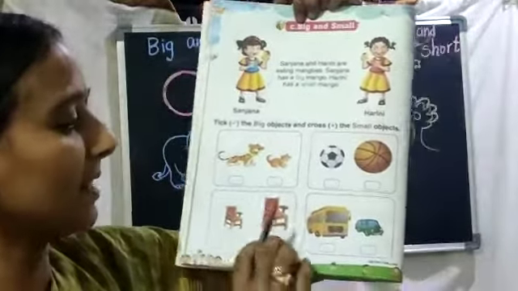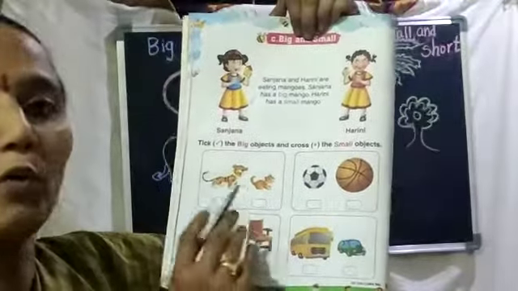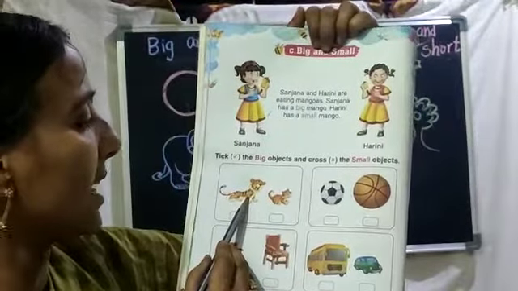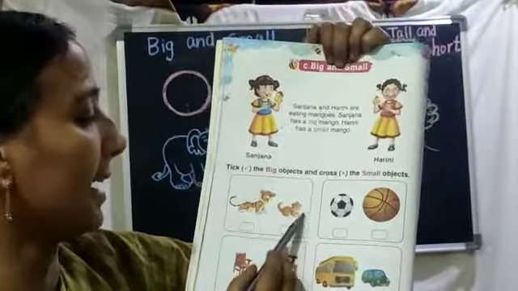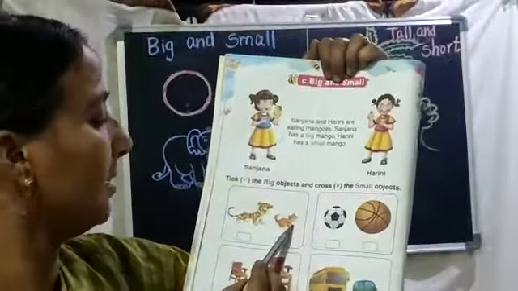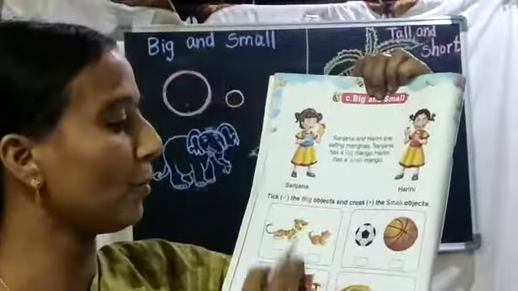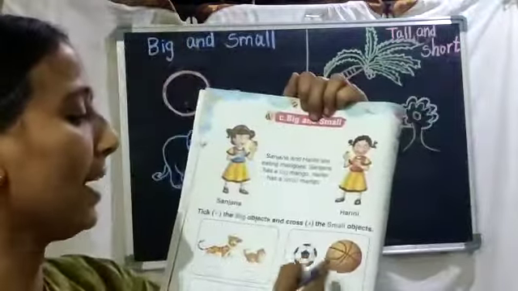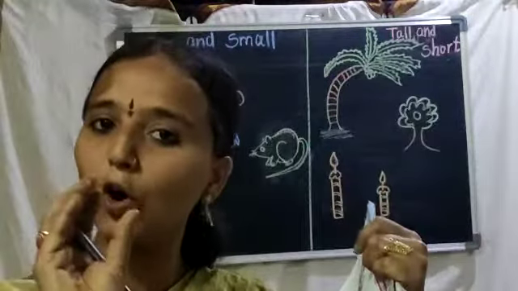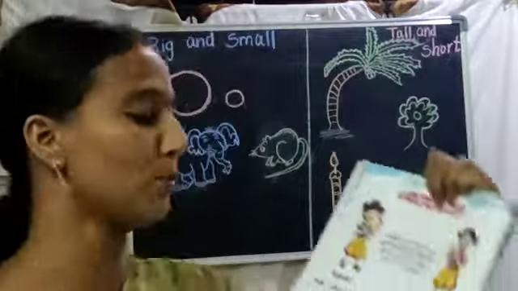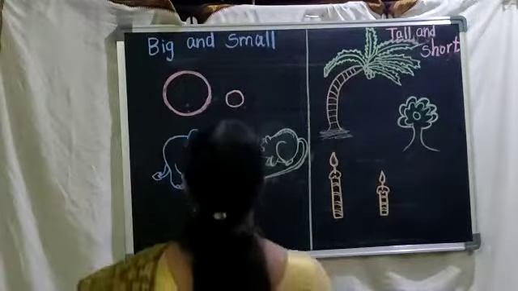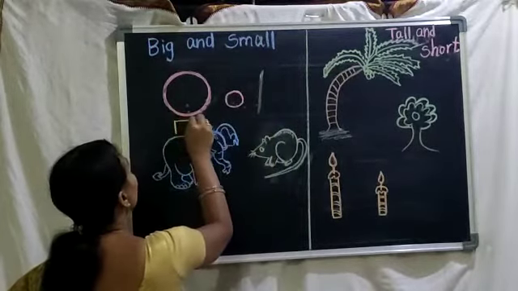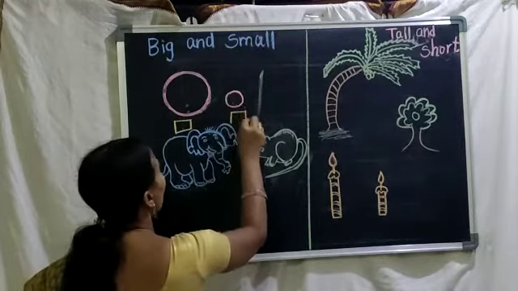Look here, children. These are some objects and I will tell you now what we should do. See, children, what is this? This is a tiger and this is a cat. Whatever objects you see as big, for that you should keep the tick mark. And whatever objects you see as small, for that you should keep the cross mark. See here, children, I am drawing a box here and one more box here.